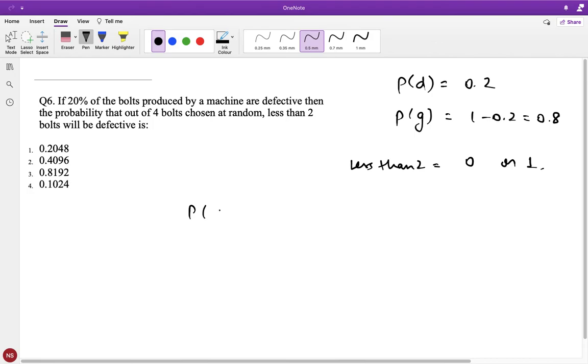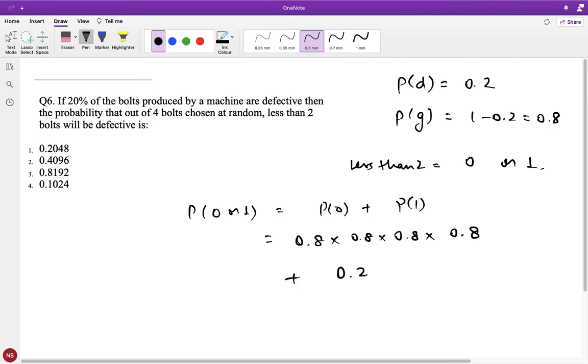So what is the probability that out of 4, either 0 or 1 are defective? Probability of 0 or 1 is equal to probability of 0 plus probability of 1. Probability of 0 means none are defective, all are good. First one is good, second one is good, third one is good, fourth one is good. For 1 defective, the probability will be 1 is bad, so 0.2, rest all are good. But while we are doing this second case, either the first bolt may be bad, or the second may be bad, or the third may be bad, or the fourth may be bad. So I have to multiply it with 4.